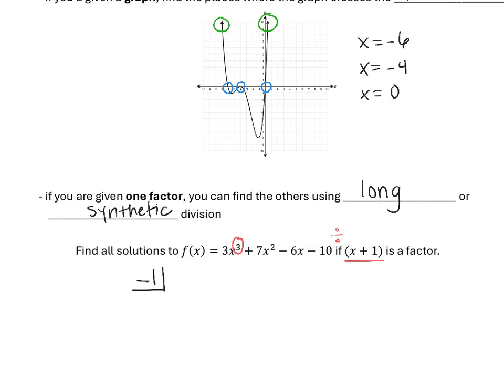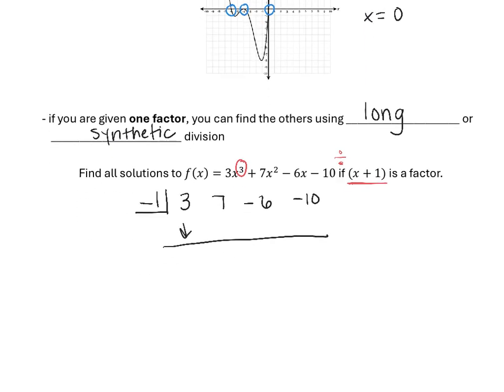And then we put our coefficients. 3, 7, -6, -10. They told us it's a factor, so we should get a remainder of 0. But we got to do the math anyway because we're going to need exact values.